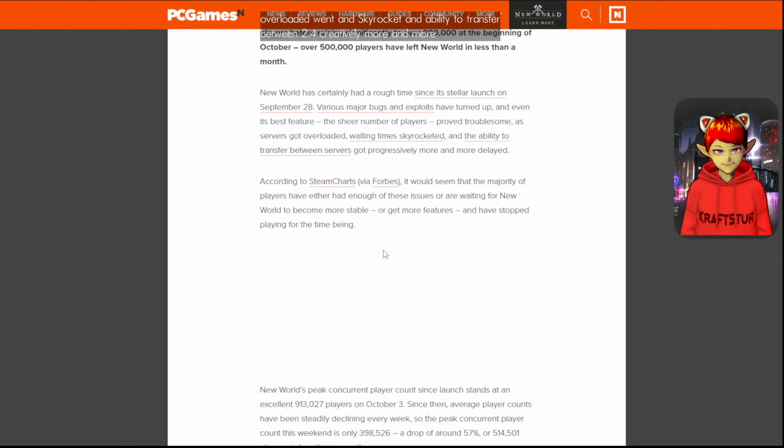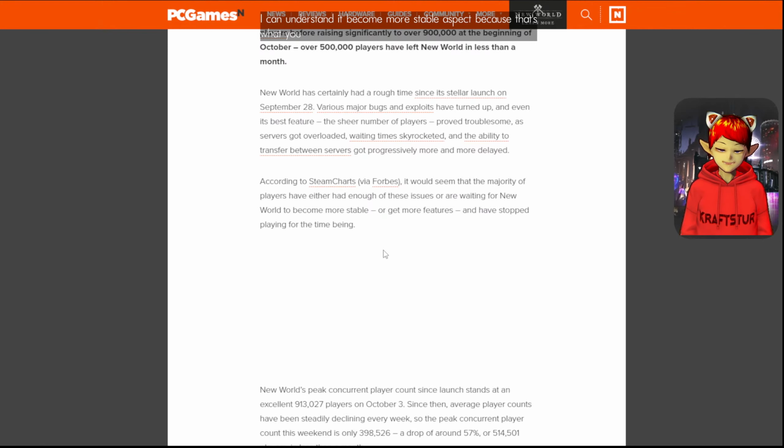According to Steam charts via Forbes, it would seem that the majority of players have either had enough of these issues or are waiting for New World to become more stable. And I can understand that "become more stable" aspect, because that's what you kind of want from an MMO.